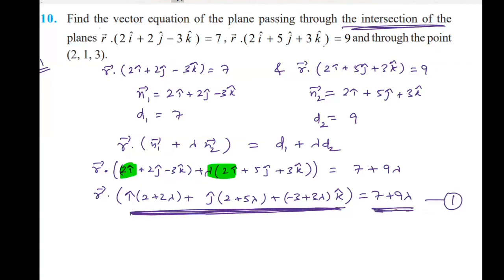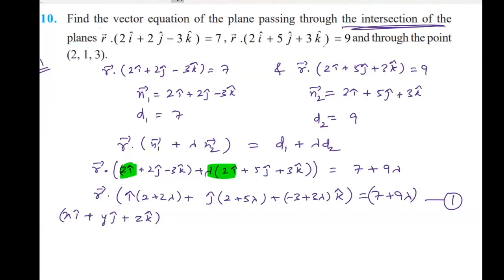Is there any doubt? Yes, students. Is there any doubt? Now, can you convert this into a vector form? See, beta, nothing new. We just have to write r vector as xi plus yj plus zk dot, and you just take the dot product.